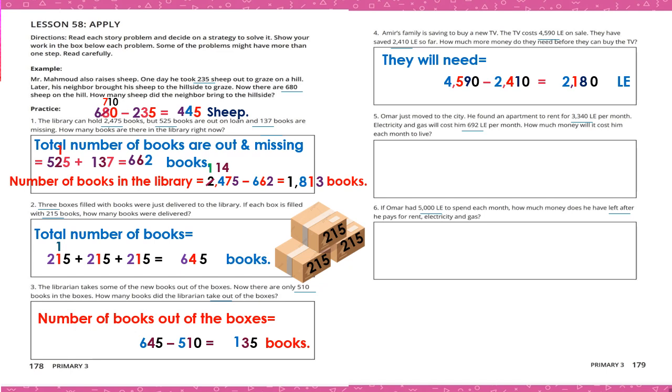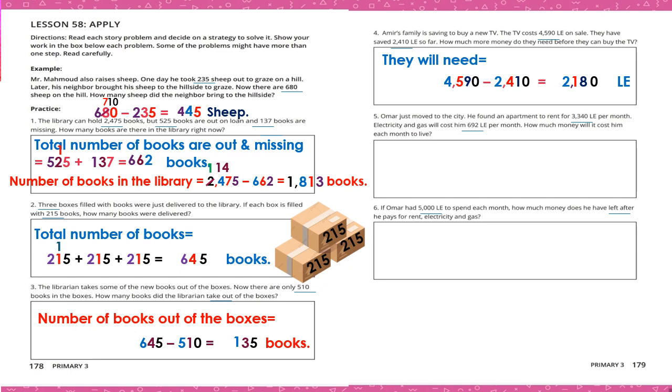Number 5. Omar just moved to the city. He found an apartment to rent for £3,340 per month. Electricity and gas will cost him £692 per month. How much money will it cost him each month to live?